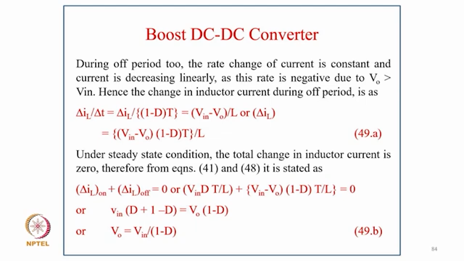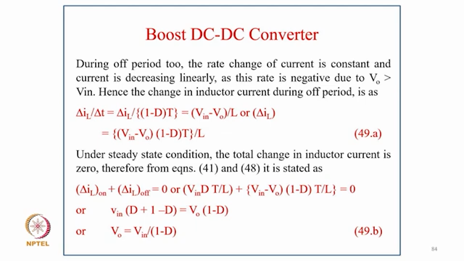As this rate is negative due to VO greater than Vin, the change in inductor current during the off period is delta IL upon (1 minus D)T equal to (Vin minus VO) upon L, or delta IL equal to (Vin minus VO)(1 minus D)T divided by L. So under steady state condition, the total change in the inductor current is 0.